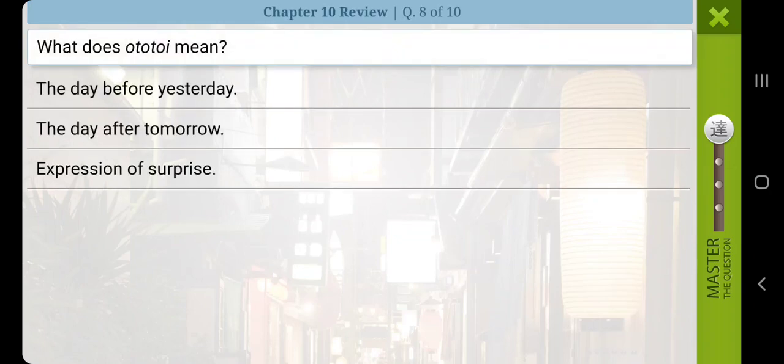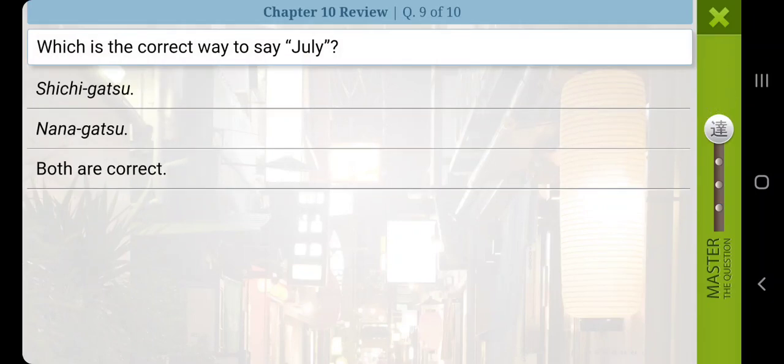What does ototoi mean? I think the day before yesterday. Kanpeki. Yes. January, February, March, April, May, June, July. So that's seven. So I'm gonna go with Shichigatsu. Kanpeki. Yes.